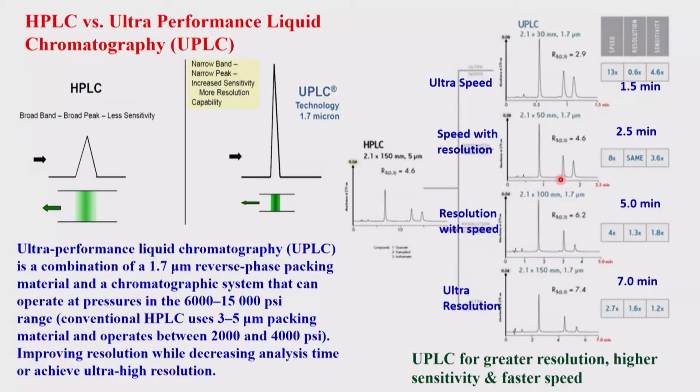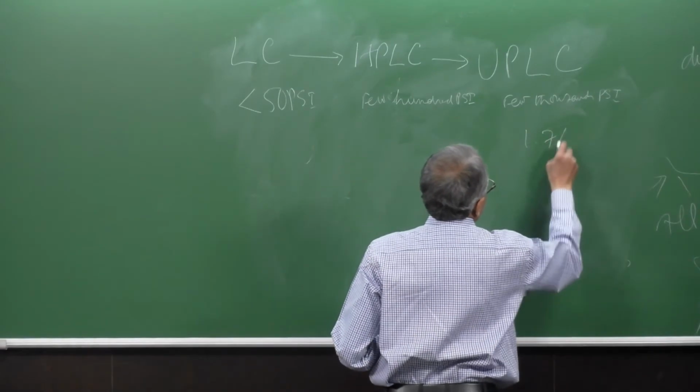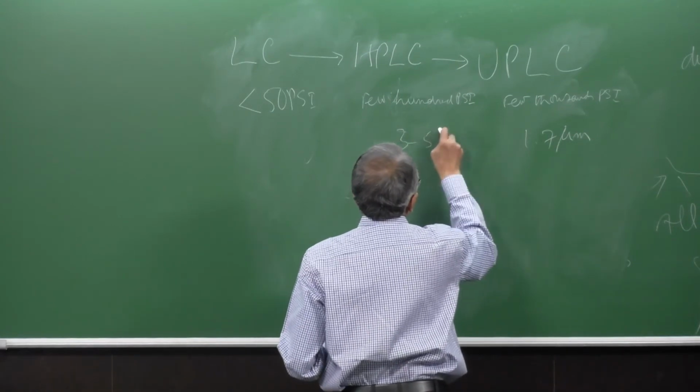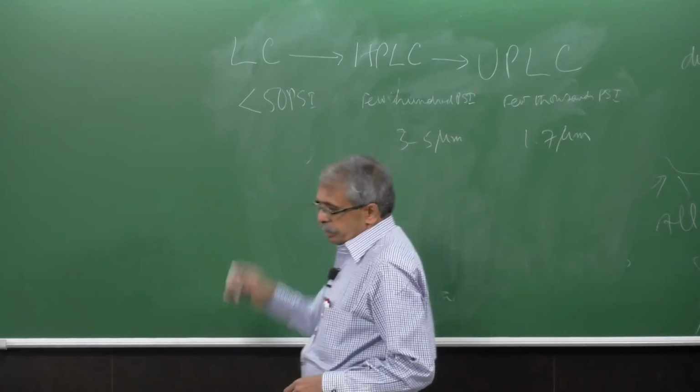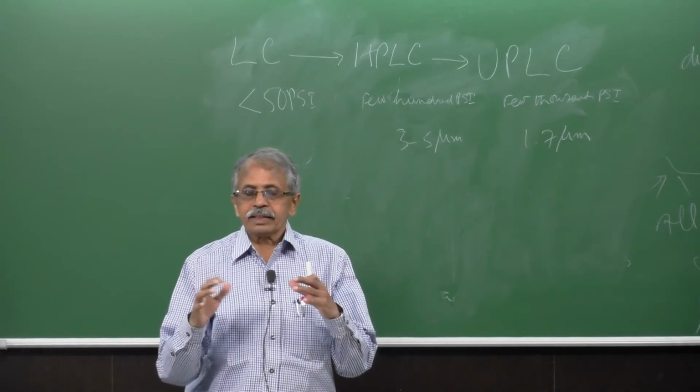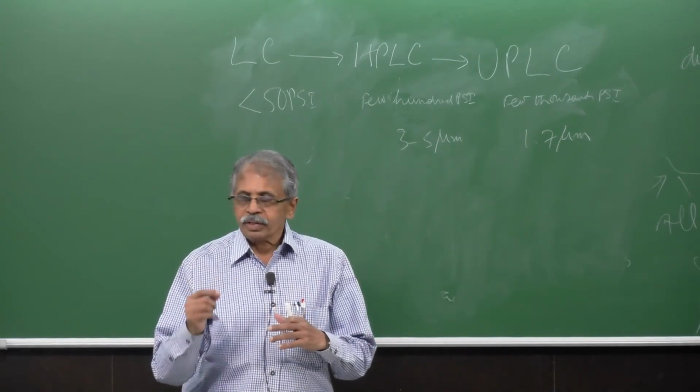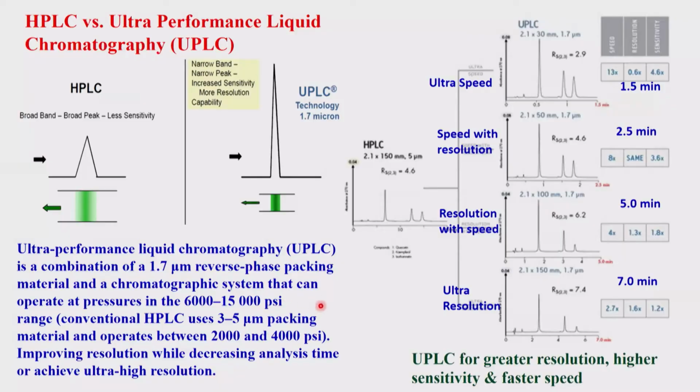So this is done. The range and the column material size, particle size, is also important, and how it is packed. This is the 3 to 5 micron packing. In HPLC you have 3 to 5 micron, whereas in the UPLC you see 1.7 micrometer, and it can go much beyond. So you're changing the material and the particle sizes, and working on all that.